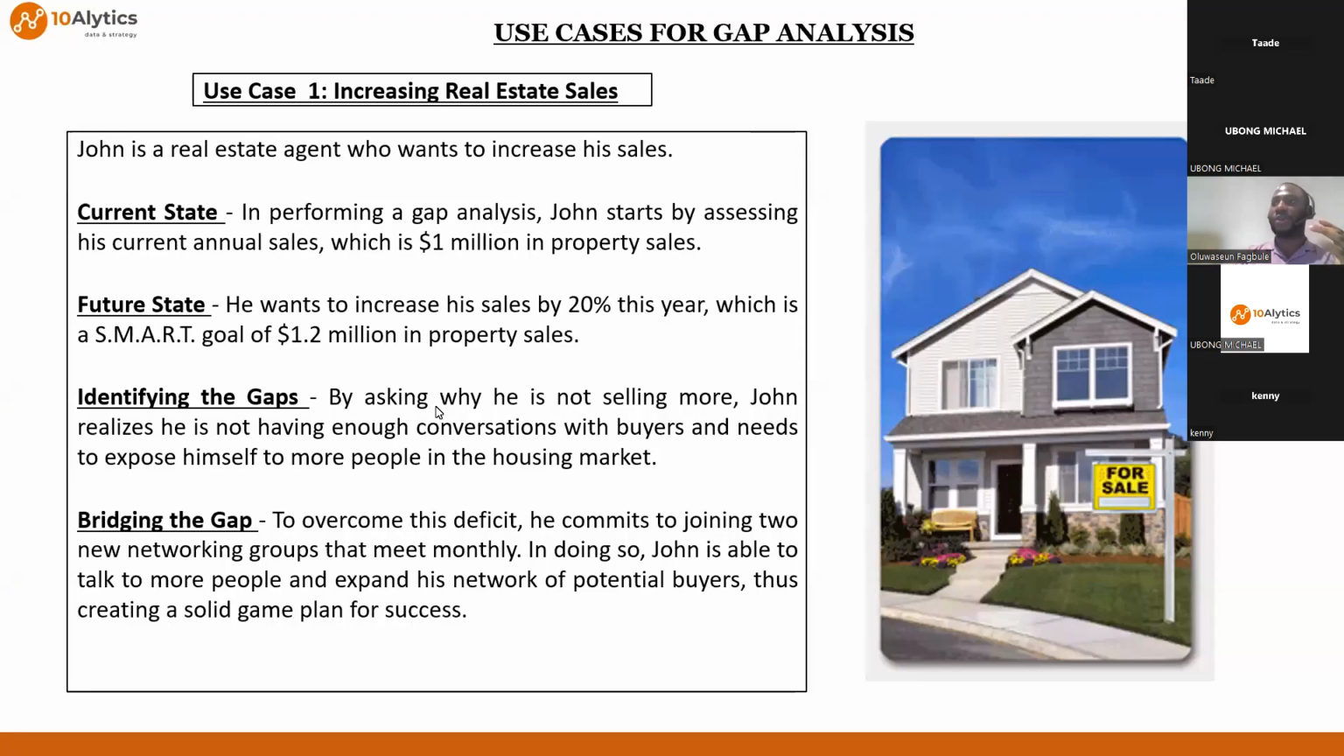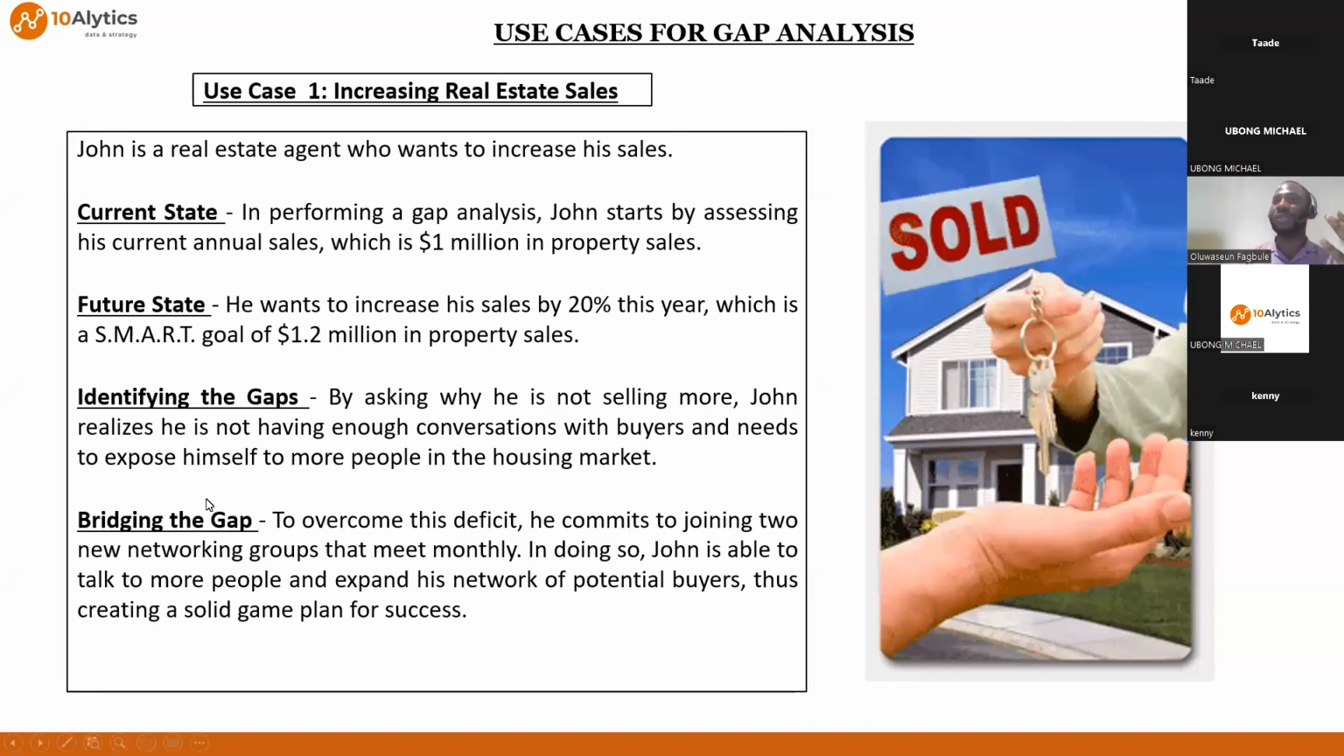So it decides to join the new networking groups so that it can meet more people. In doing so, John is able to talk to more people and expand his network of potential buyers, thus creating a solid plan for success for him to get to $1.2 million in property sales. So that's John. Now we move on to the next use case.